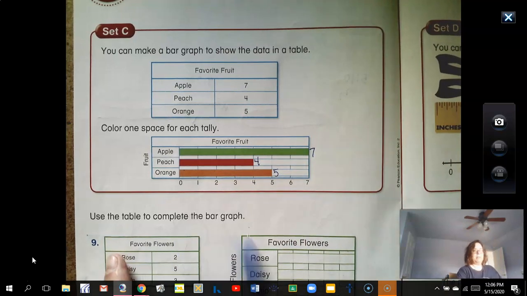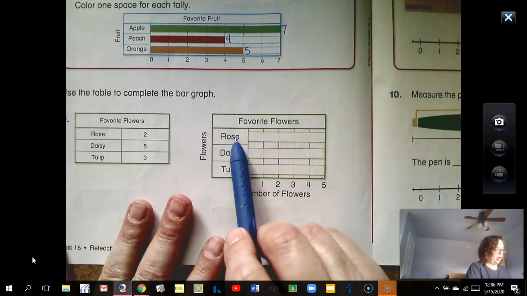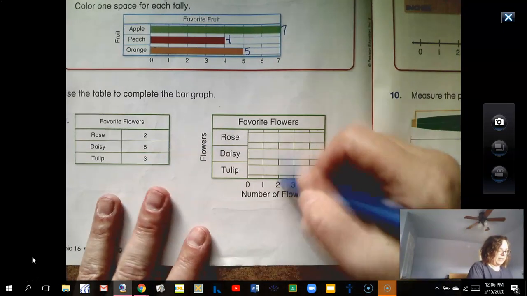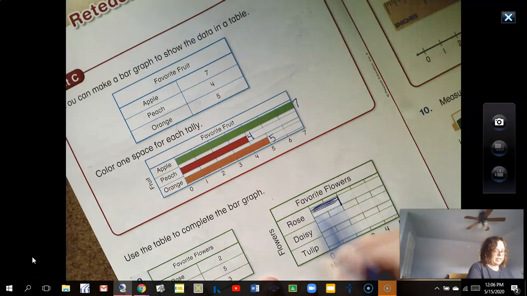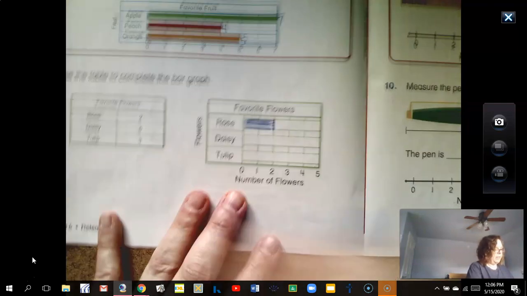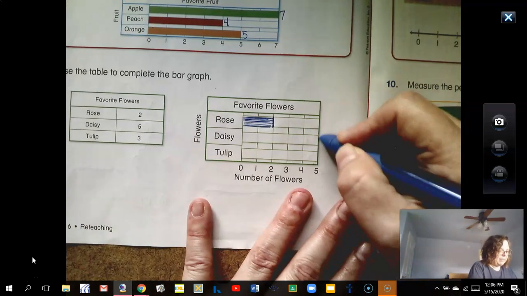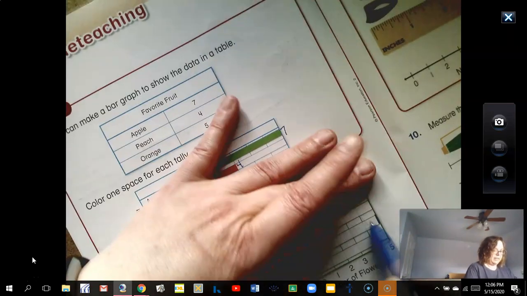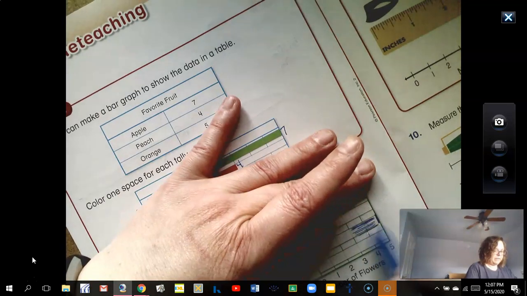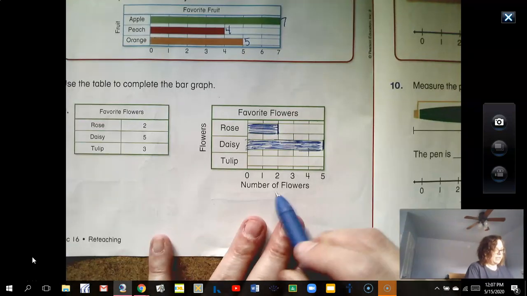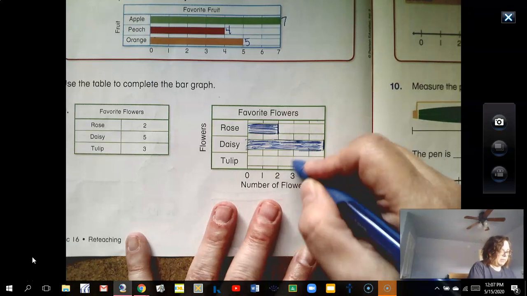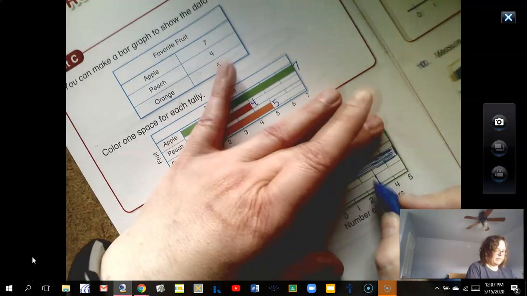Use the table to complete this bar graph. So, rose has 2. So I find the 2, I go up here and I do a nice little line and I shade it in. Daisy has 5. Do a line. Shade it in. Tulip is 3.